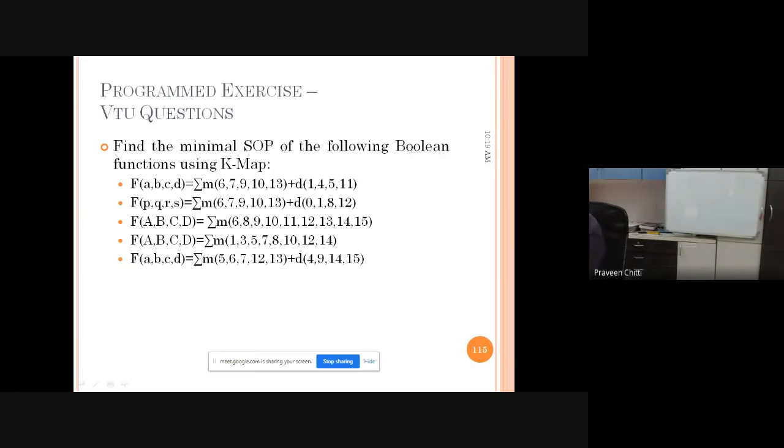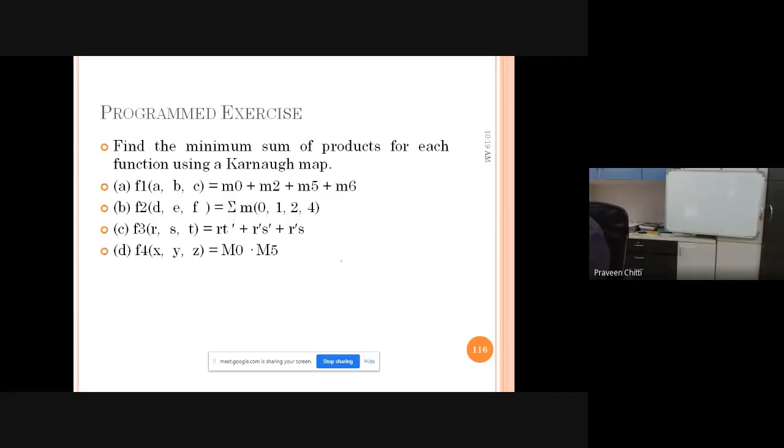If anyone is not done, you can take a screenshot of this. Just take the screenshot if you are using mobile, or use the snipping tool to take this screenshot on your laptop, and you can solve these examples also. I think these we have already done. Okay, that fourth one you can take.